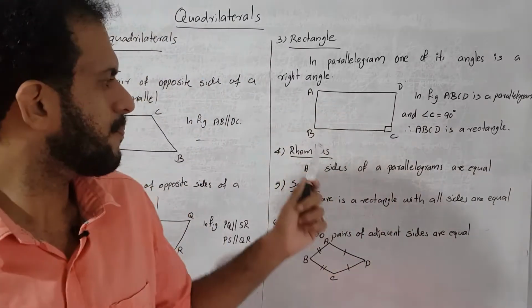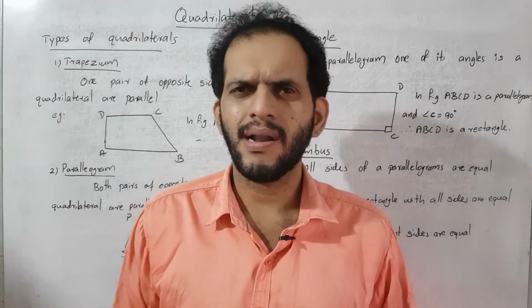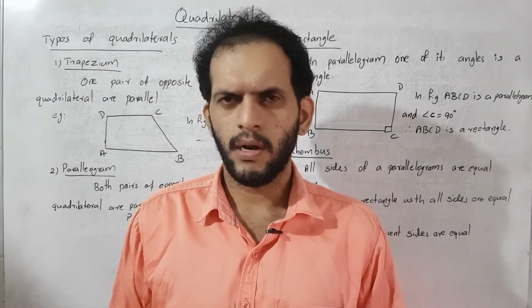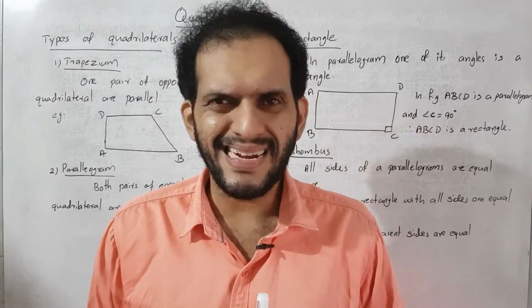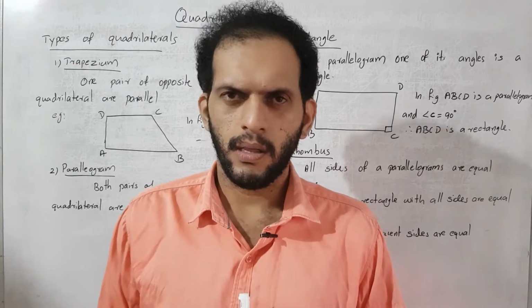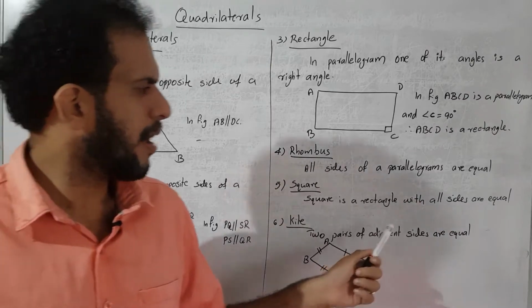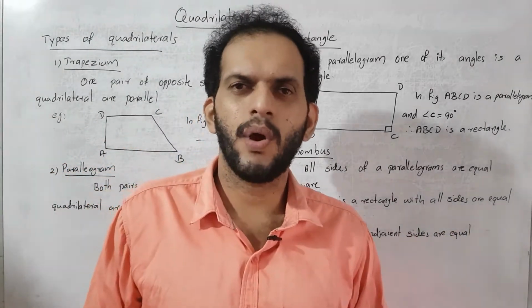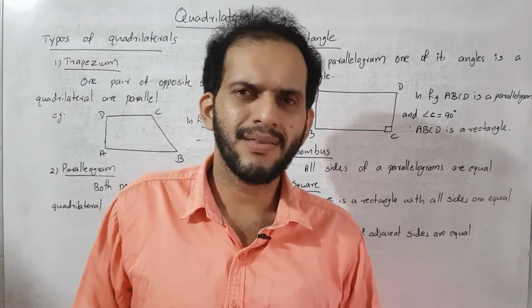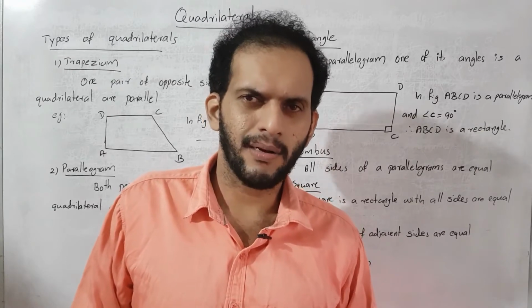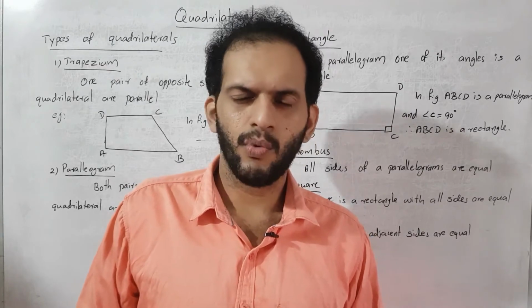Okay, the next one is rhombus. What is a rhombus? We know a rhombus is a parallelogram with all sides equal. Clear? The next, square. What is a square? A square is a rectangle with all sides equal. What is a rectangle? A rectangle is a parallelogram with one angle 90 degrees.